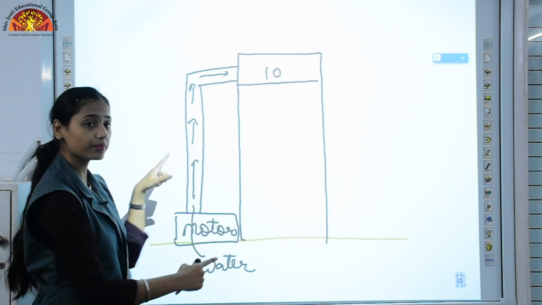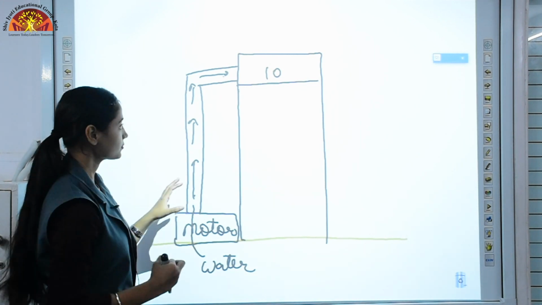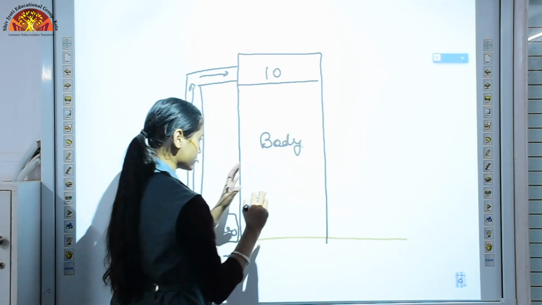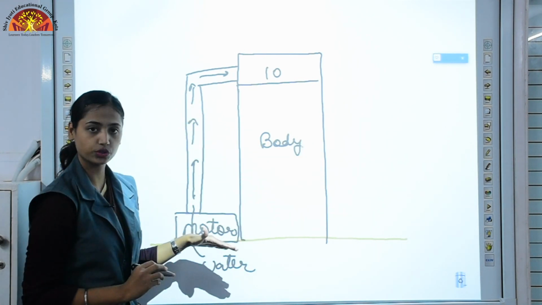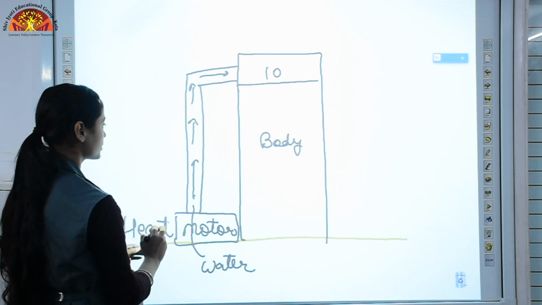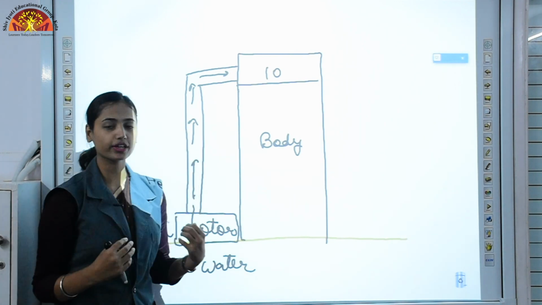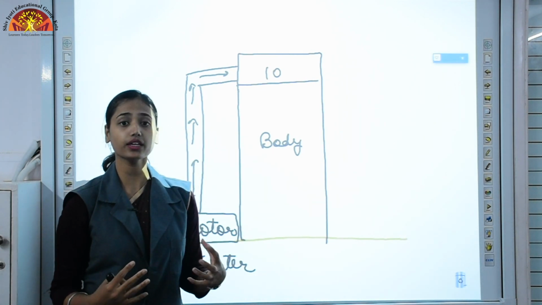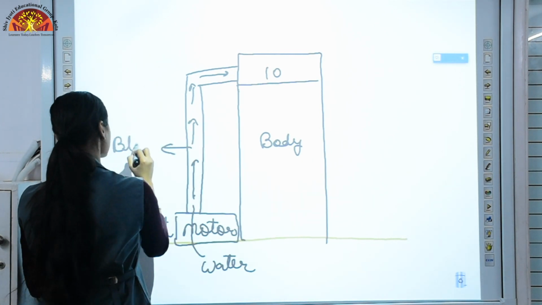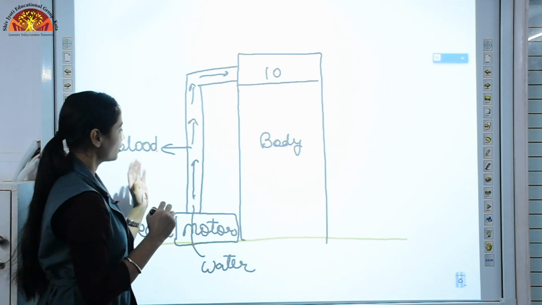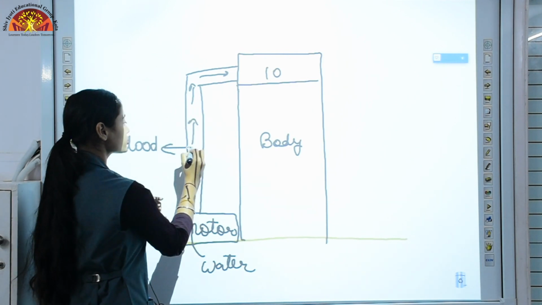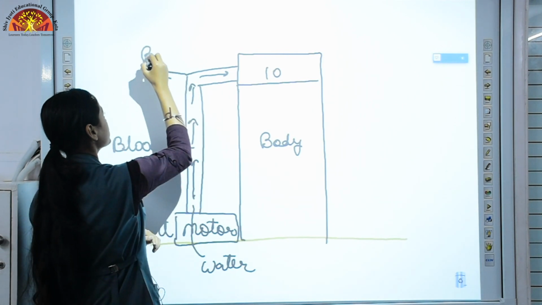The same happens in our body also. Imagine this is our whole body. Instead of a building, this is our body, and this is not a motor, this is our heart. Compare this with the heart. And instead of water, what flows in our body? Blood flows. Now blood is carried through these pipes, these tubes, and these tubes are known as blood vessels.